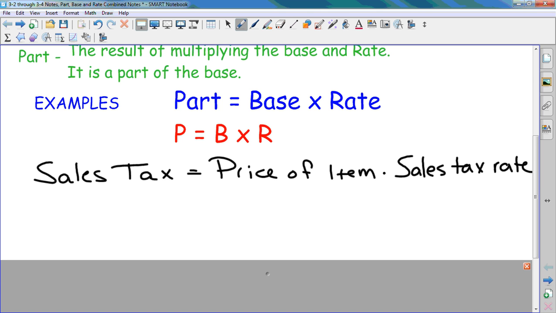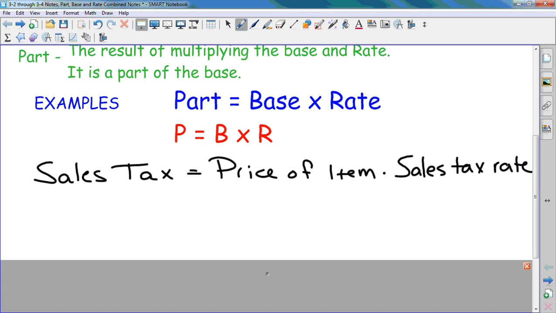In Cleveland, it's like 7.5%. In Tuscarawas County, it's 6.5%. I think it might have gone up to 6.75. Did it go up? Yeah, recently. Sales tax is the amount that you have to pay in tax. Now, it's not the total amount you have to pay, it's just the tax amount.